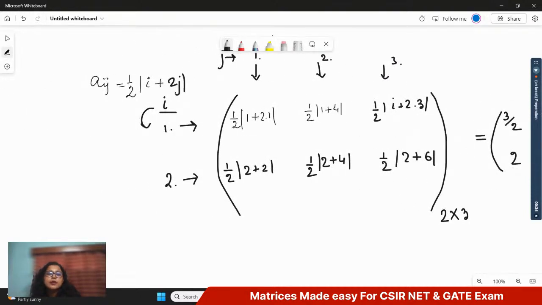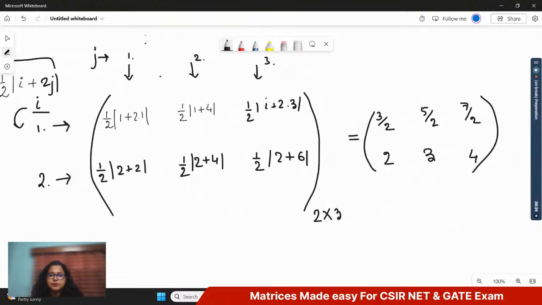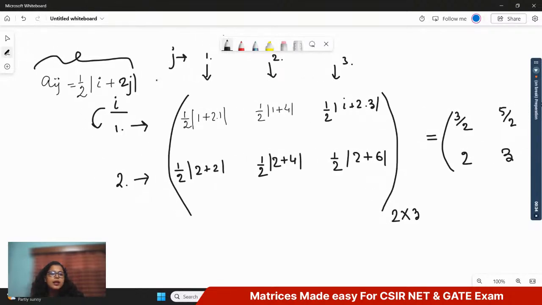So whenever we are having this i and j and we are having an equation, we can just replace the i and j values to find out the final matrix. Okay, so let us proceed.